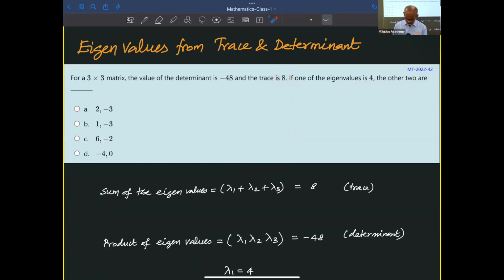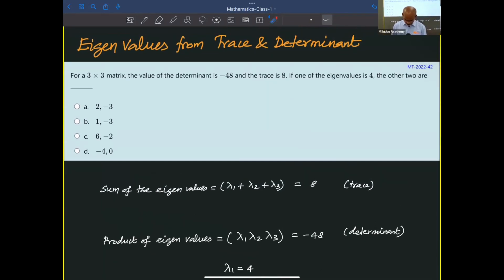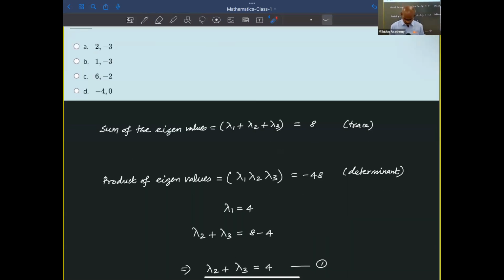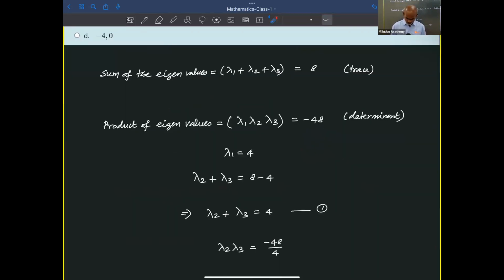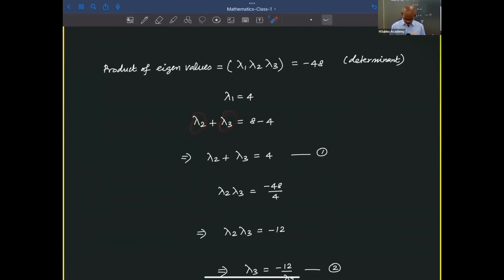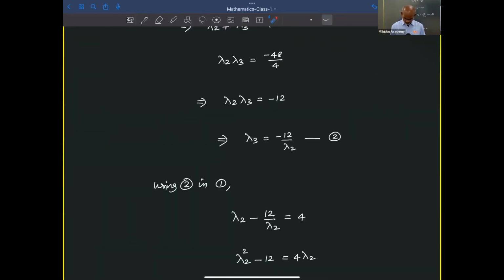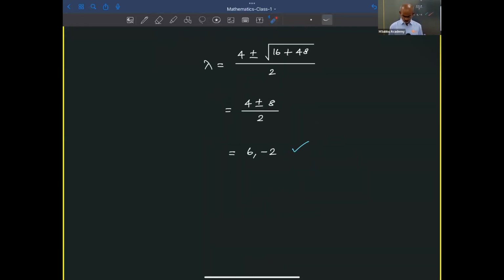So that is given: lambda 1 + lambda 2 + lambda 3 is equal to 8. And lambda 1 multiplied by lambda 2 multiplied by lambda 3 is equal to the determinant of the matrix, which is given as minus 48. So using this, of course, two unknowns and two equations, you can solve them. One of the values is given, so lambda 2 and lambda 3 you have to solve for. Two equations and two unknowns, you can solve. At last, a quadratic is coming. You can easily do this.